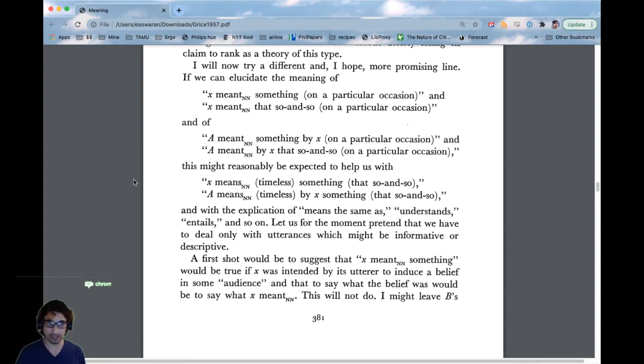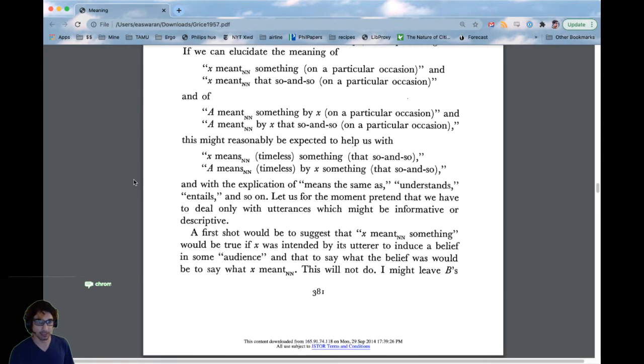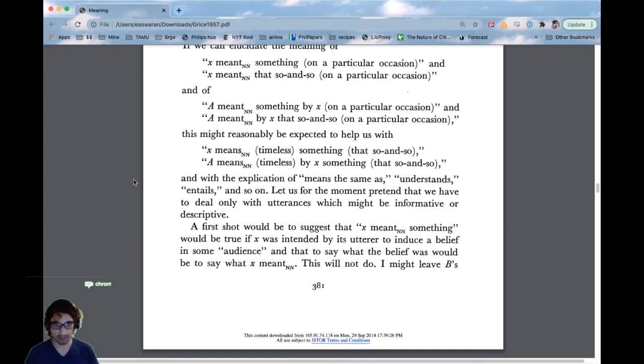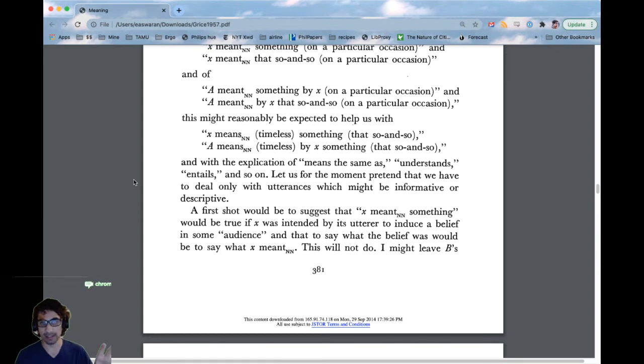And so Grice is going to tell what is it for an individual to mean something by use of an utterance. And so with the explication then of "means the same as," "understands," "entails," and so on. So that's the idea that he's going to get all of that by first getting what it is for a person to mean something by using an utterance.